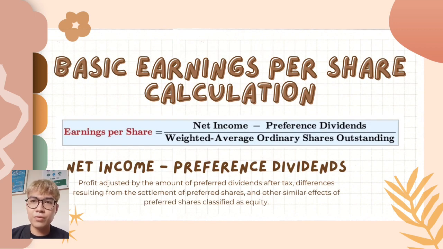This is the formula for earnings per share: net income minus preference dividends, divided by weighted average ordinary shares outstanding. Net income minus preference dividends means profit adjusted by the amount of preferred dividends after tax, and the difference resulting from the settlement of preferred shares and other similar effects of preferred shares classified as equity.